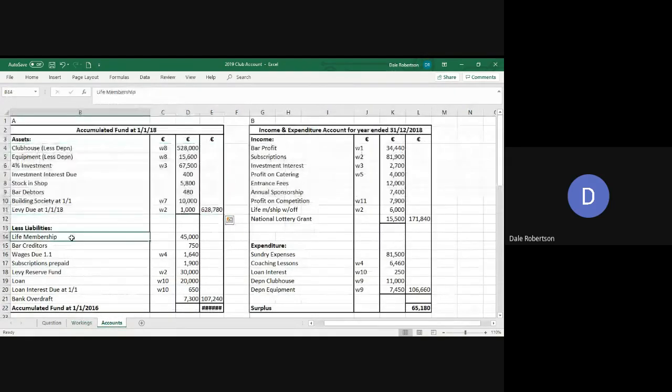Now, then you have your liabilities. Life membership, 45,000 at the start from the top sentence. The creditors, wages due from the top sentence, subscriptions prepaid, the levy reserve fund, and then the working we just did, working 10, yields you 20,000 and 650, both accumulated fund liabilities.